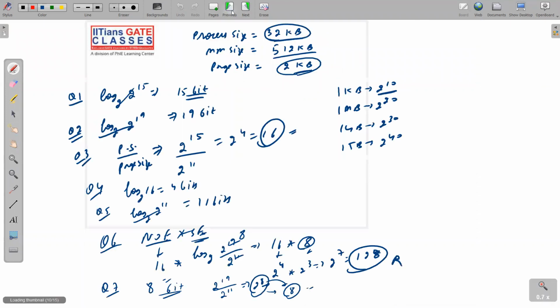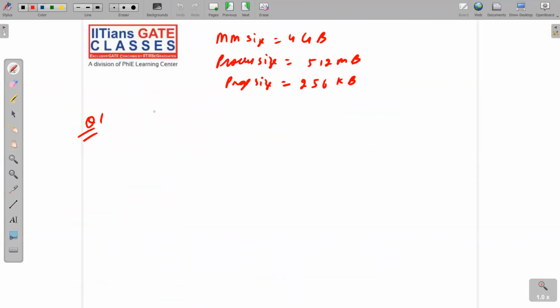So question number 1. Size of logical address. One more thing, since it is in GB, in MB, and in KB, you just make it in power of 2 so that you get more clarity. So it will be 2 power 32. I have just told you GB is 2 power 30 and 4 means 2 power 2. So 2 power 32. 512 is 2 power 9. You can check it yourself. MB is 2 power 20. So 29. 256 is 2 power 8. KB is 10. So 2 power 18. So now everything will be very, very easy.